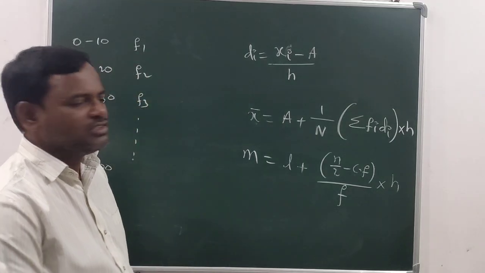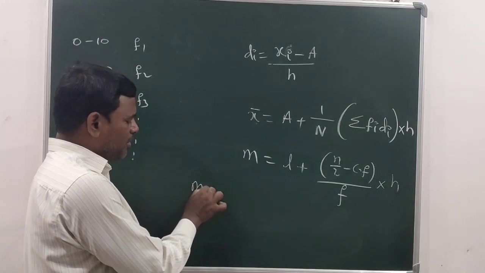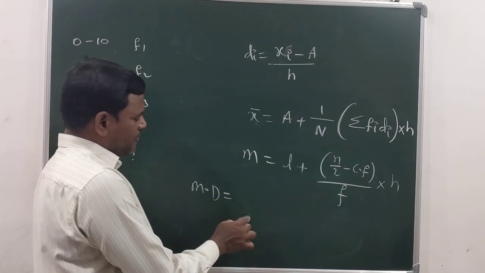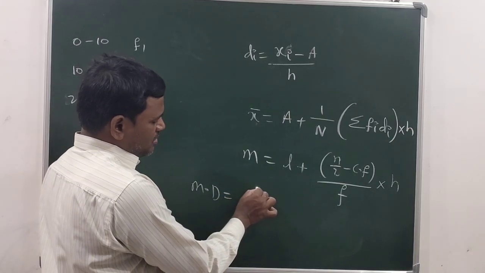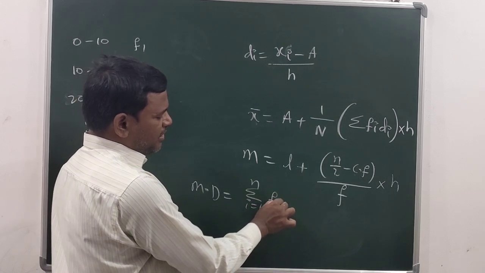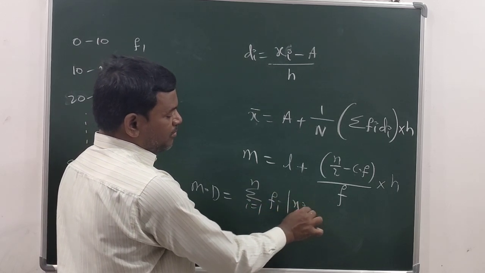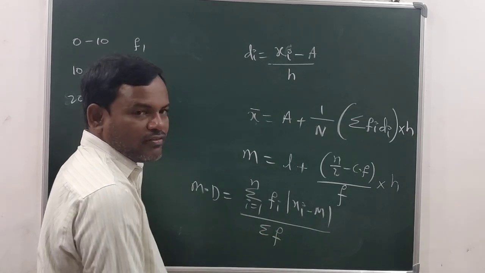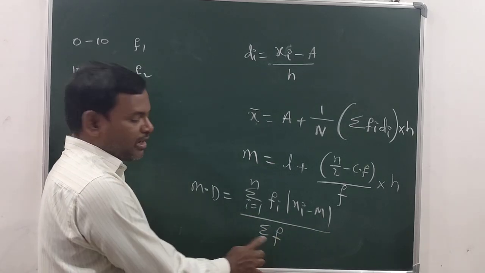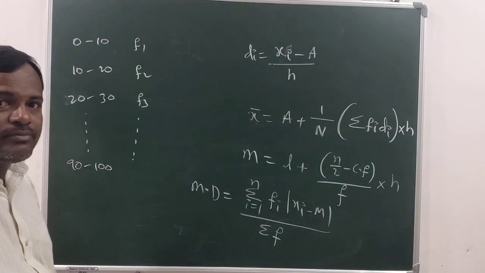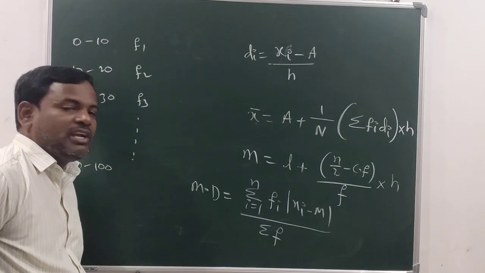After getting M, same, you have to apply same formula. Mean deviation is equal to summation I runs from 1 to n Fi into modulus of xi minus M by sigma Fi, I runs from 1 to n. Use this formula so that you will get mean deviation.